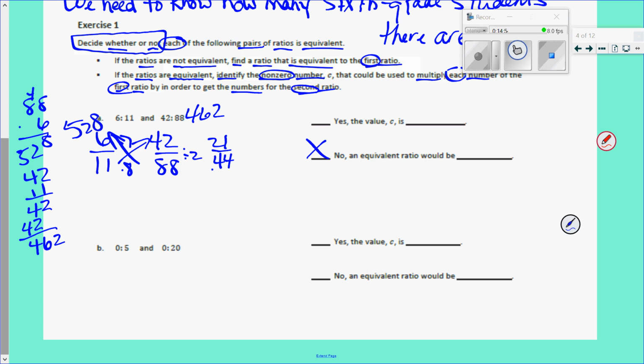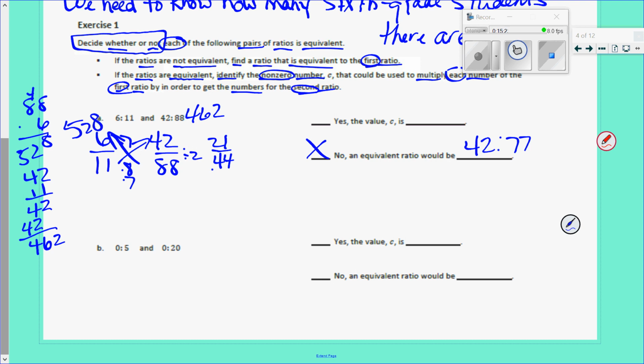So what would be an equivalent ratio? What ratio could I get that would be equivalent to the first ratio, 6/11? 42/77. So she said, okay, I did the top times 7. If I do the bottom times 7, I would get 77. Make sense? Everybody good so far?